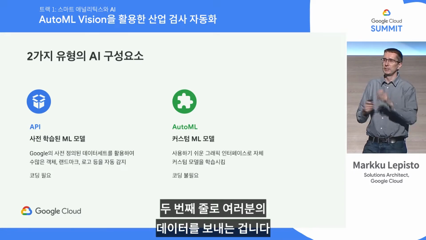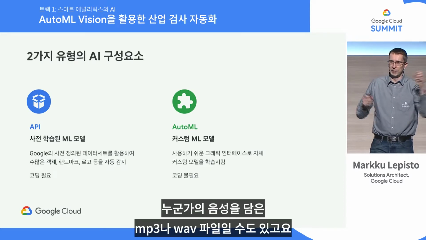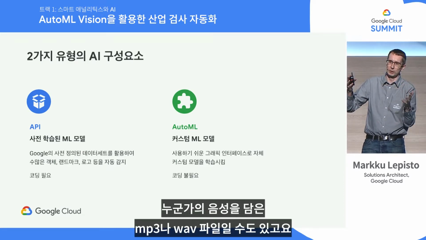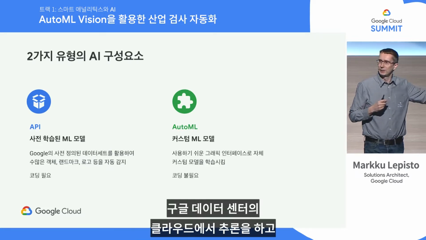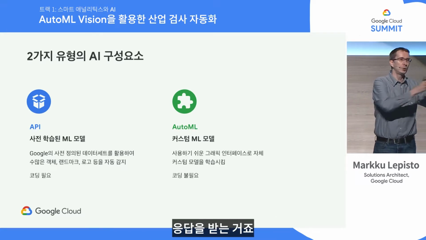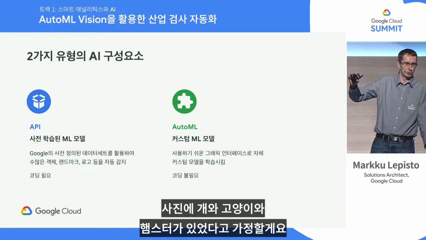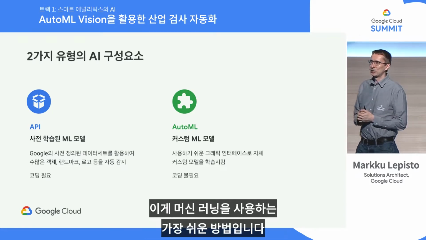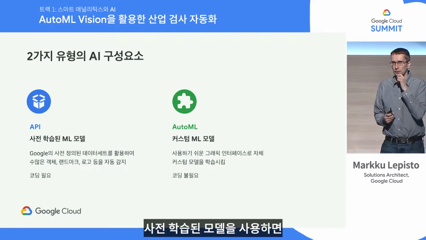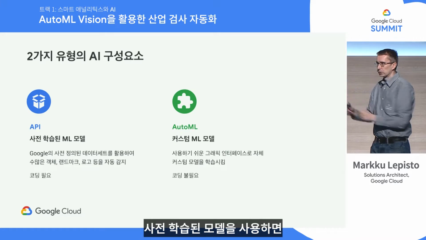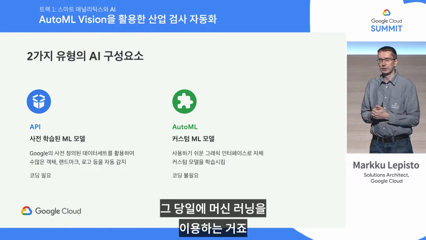Second line of code is that you send your data, you send your picture, your link to your video, or maybe an MP3 file of somebody talking or WAV file, and you get back a response. The inference is running in the cloud, in Google data centers, and you get back a response that in your picture there's a cat and a dog and a hamster, for example. So that's the easiest way to use machine learning. If you can use the pre-trained models, you can get going immediately. The same day you can start using machine learning.